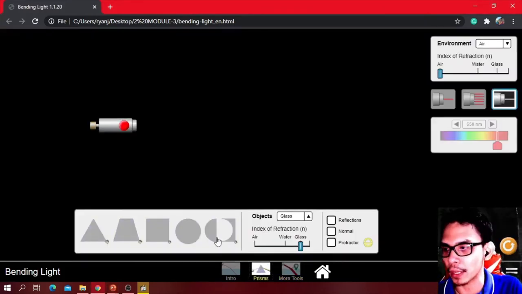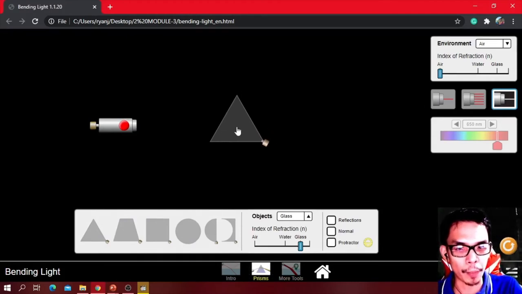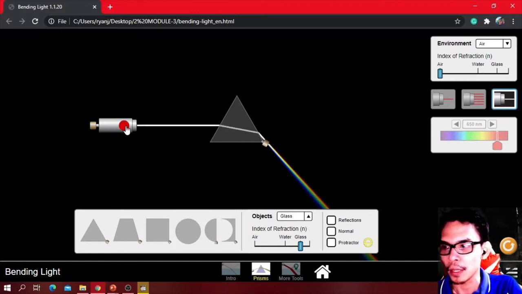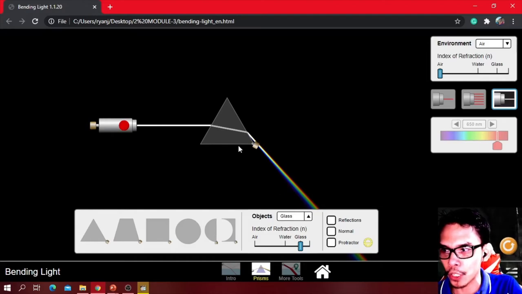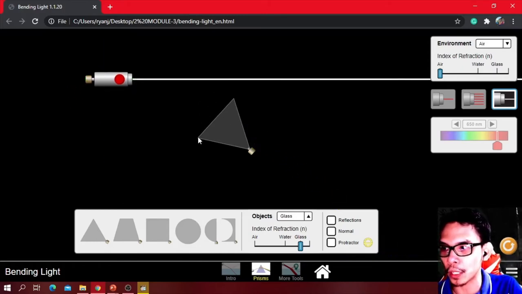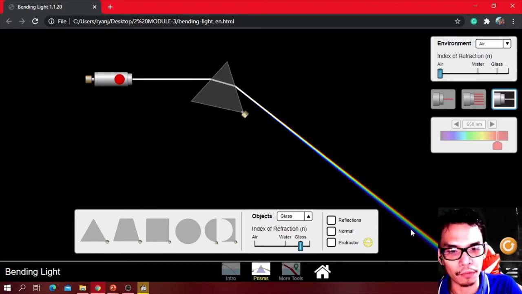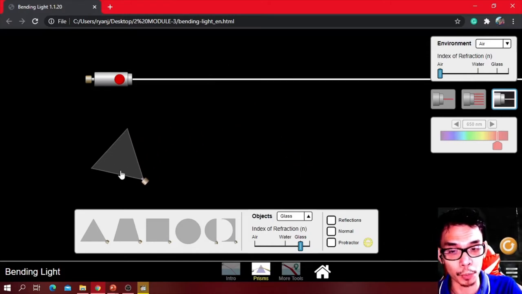For example, we will use a white light and a certain prism. This one is a triangular prism, the typical shape of a prism. If we shine a light on this prism, as you can see here, the light is being separated into its constituent colors. Red is the least bent light, and violet is the most bent light. So this is the process of dispersion. Now, there is a certain shape for which dispersion is possible.